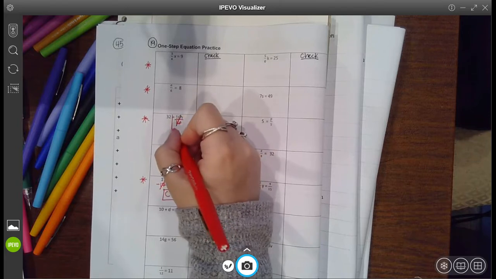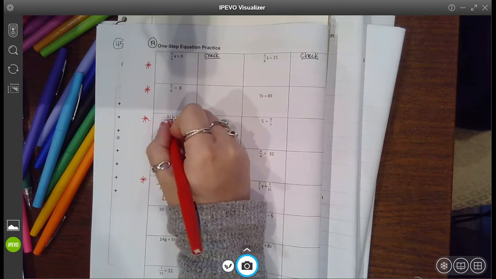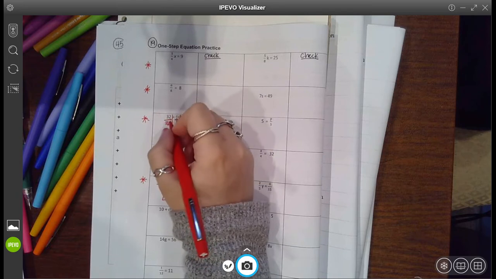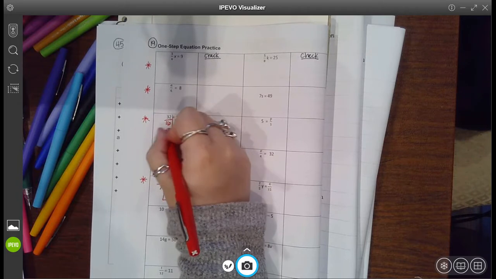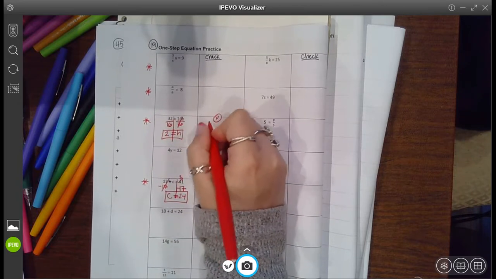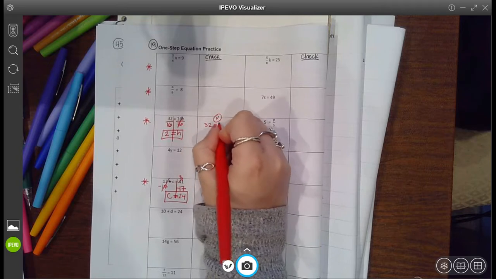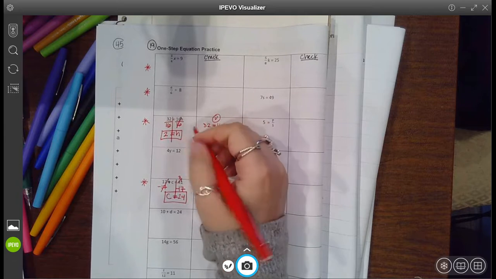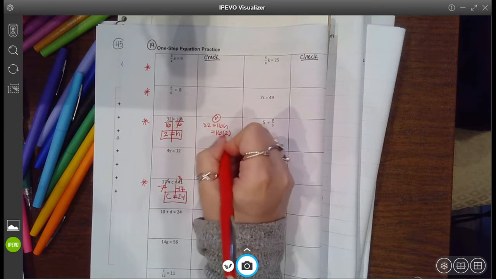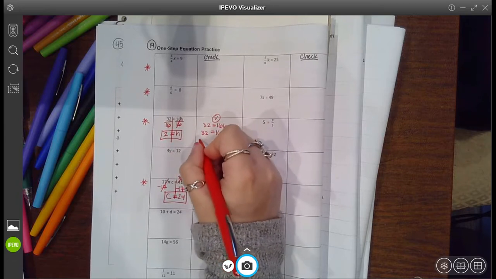So now your variable is isolated, but whatever you do to one side, you have to do to the other. So I'm going to divide this side by 16. 32 divided by 16 is 2. Let's double check. Okay, my original equation. Then substitute in for h what you think the answer is. You think h is 2, and see if it makes a true statement.